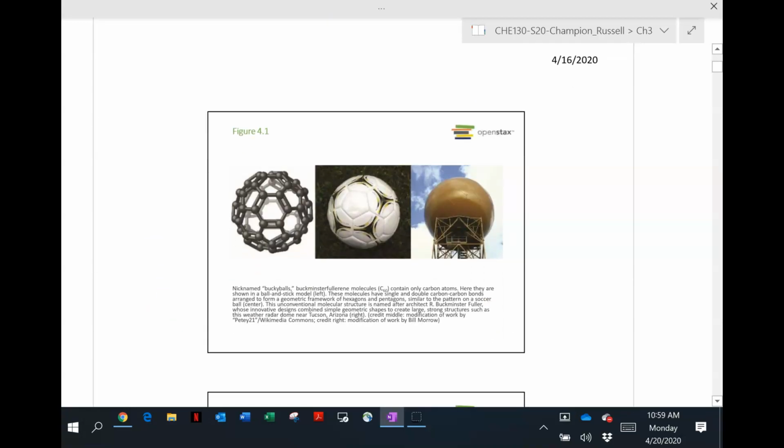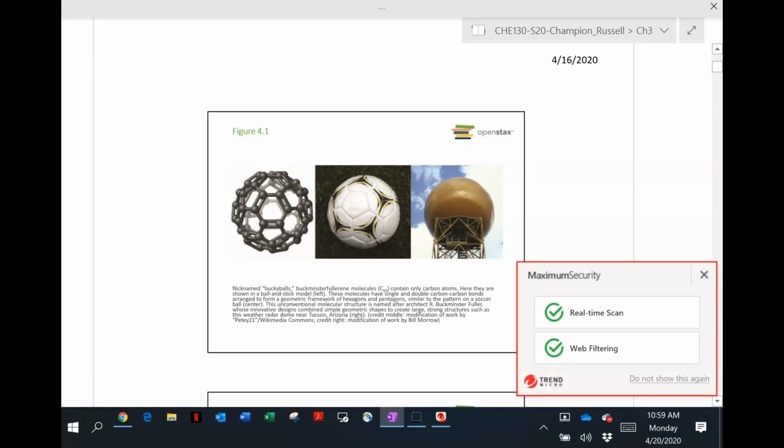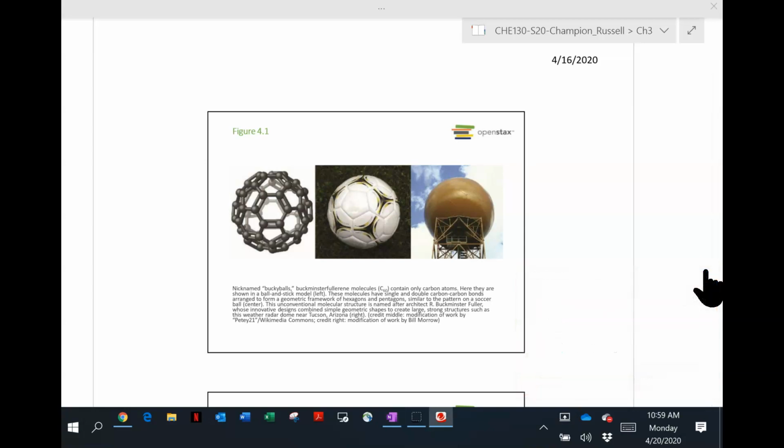So here are some images of some common objects. You see the soccer ball in the middle. The thing on the far right is a radar tower located near Tucson, and it's a little hard to see, but the radar tower has kind of the same shape as the soccer ball. The soccer ball has a 5-membered section right in the middle, and then 6-membered sections around it, and a repeating pattern of that.